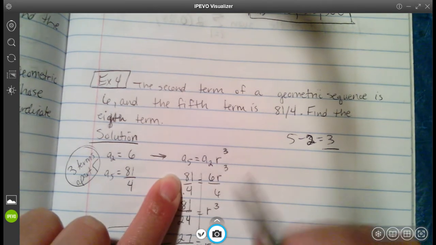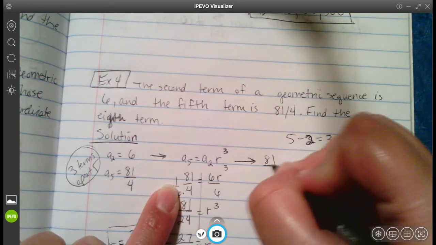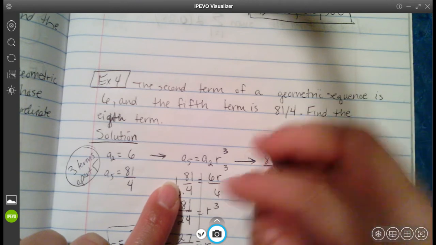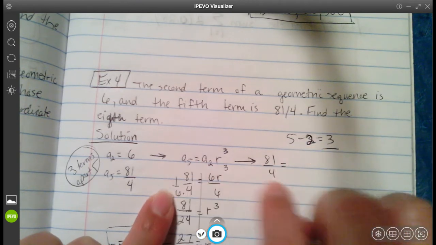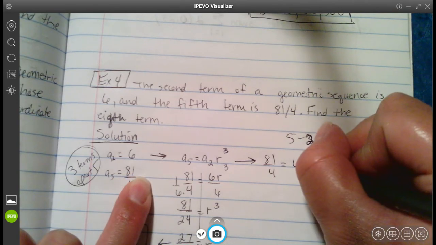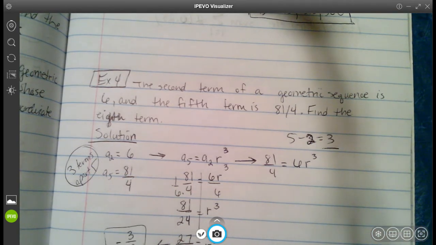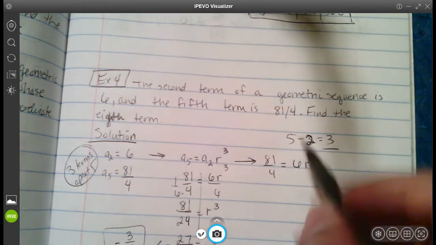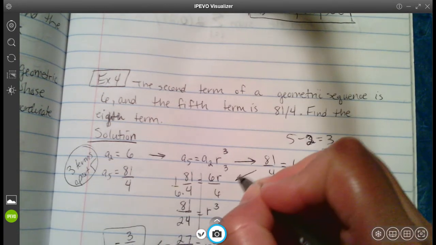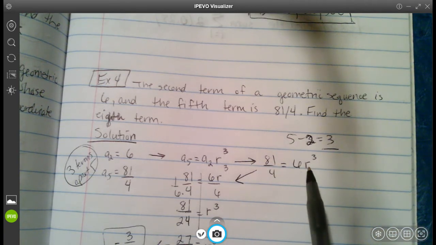Actually, let me do an extra step here. The fifth term is 81 over 4. The second term is 6, and then r, we don't know what it is, so we just did that because we're trying to solve for r. And from here, I went to this step. So I was trying to get r by itself to solve for it.